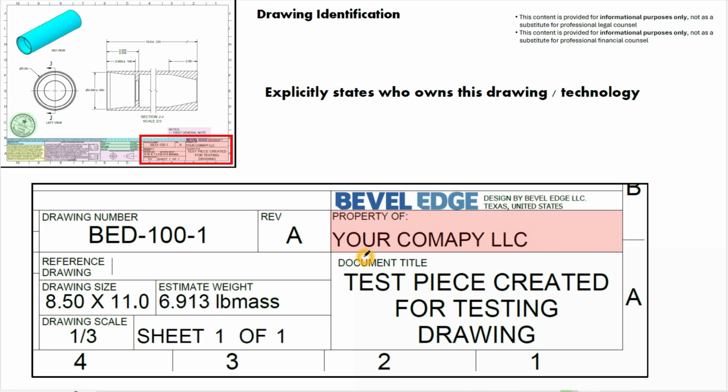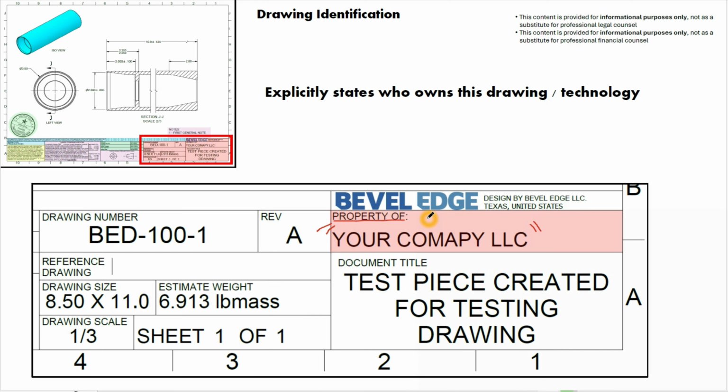So this section of the title block identifies who the owner of the drawing and technology is. That could be very much different than the person who designed it. Just because you designed it doesn't mean you're the ultimate owner of it. So we explicitly state that in the drawing. So, property of your company LLC. This is a fake company name that I've created, or a person's name that this drawing was made for.